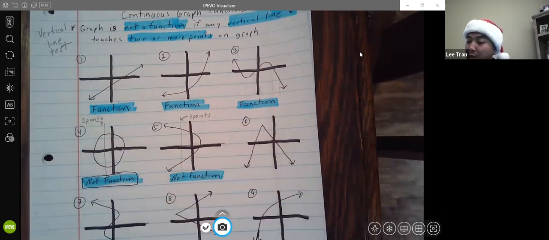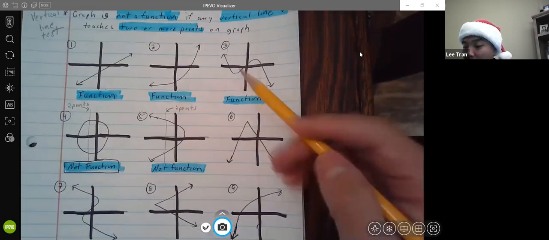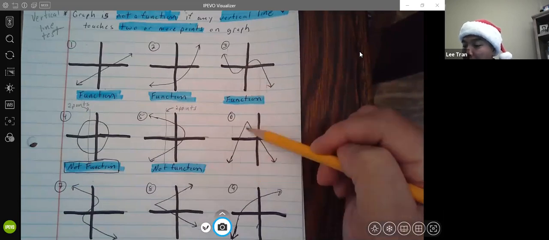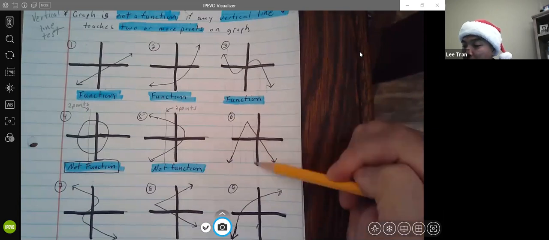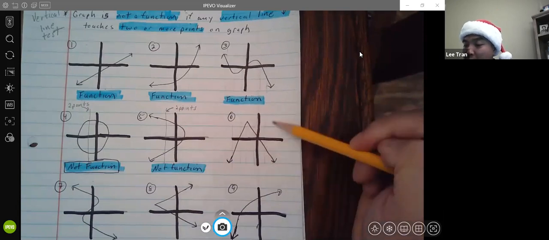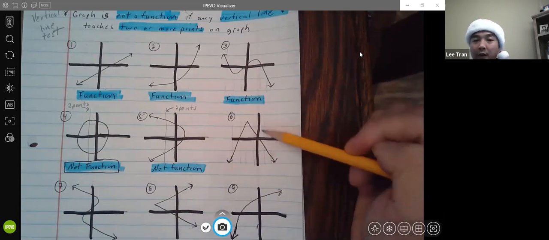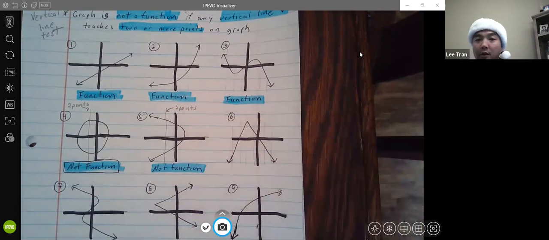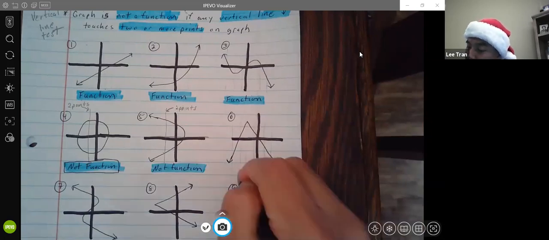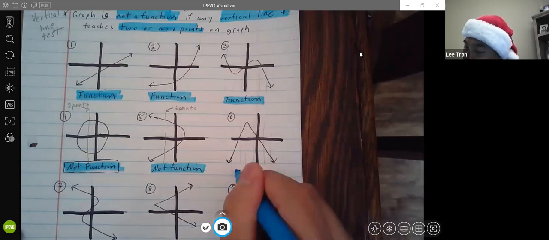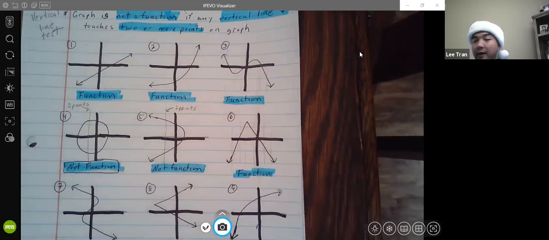All right, number 6, let's take a look at it. Any vertical line that I draw is only going to hit 1 point. Any line going straight up and down is only going to hit 1 point on that graph anywhere. 1 point there, 1 point there. There's no vertical line that I can draw that'll hit more than 1 point. So this one would be a function.